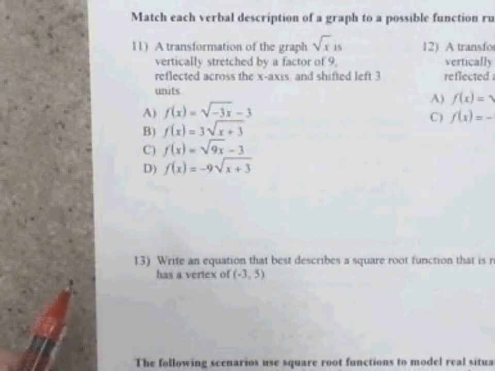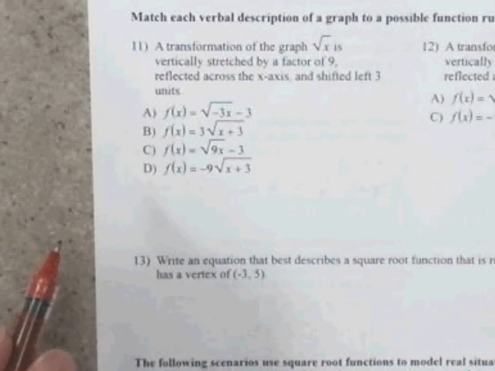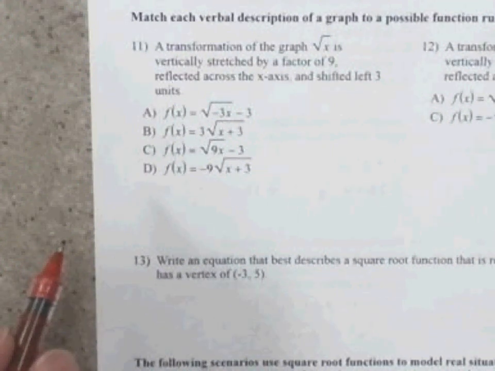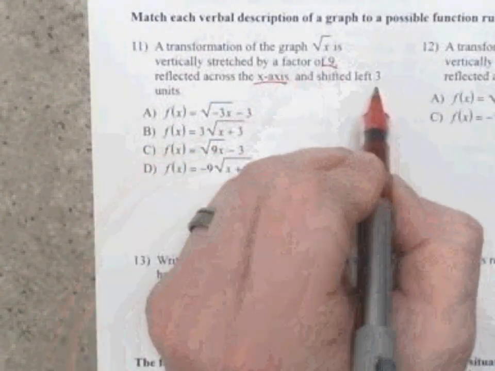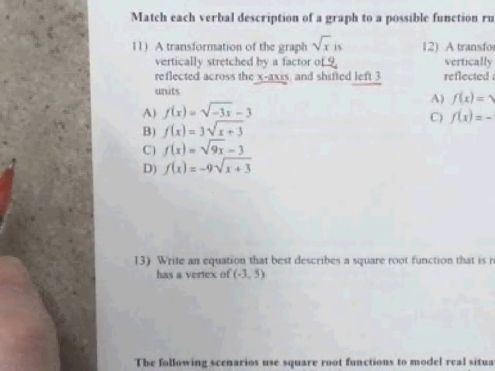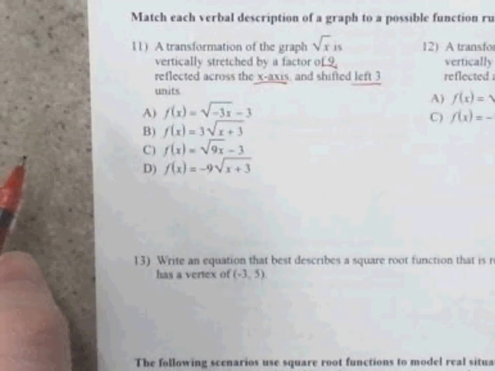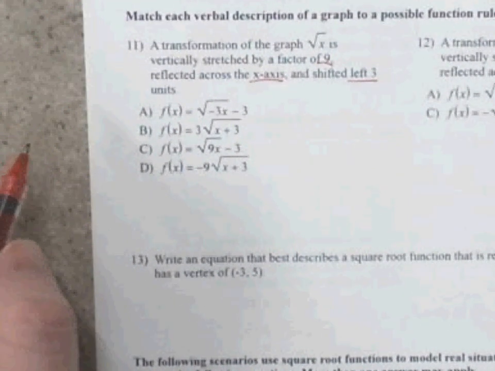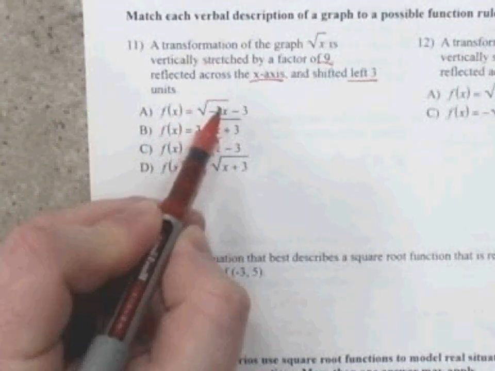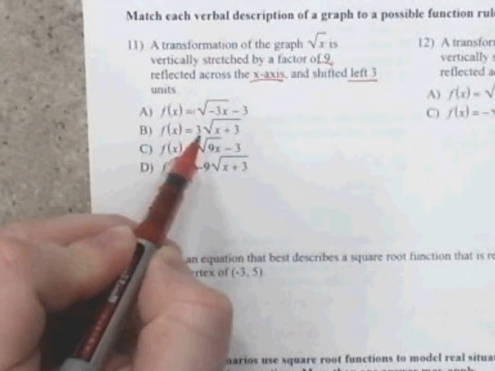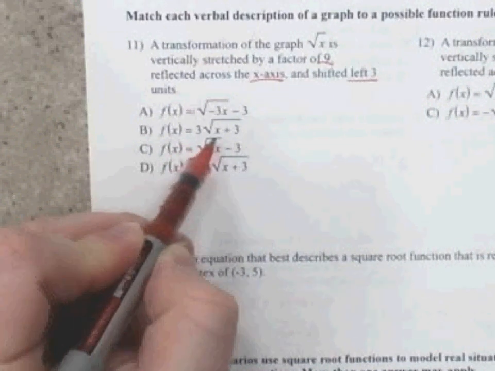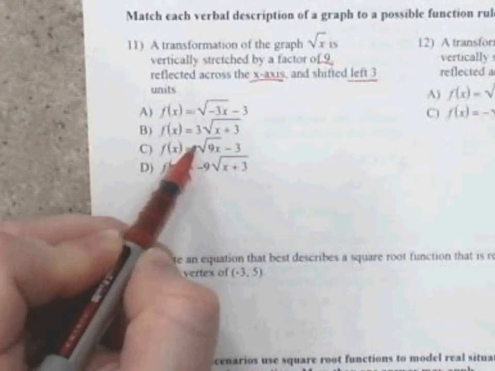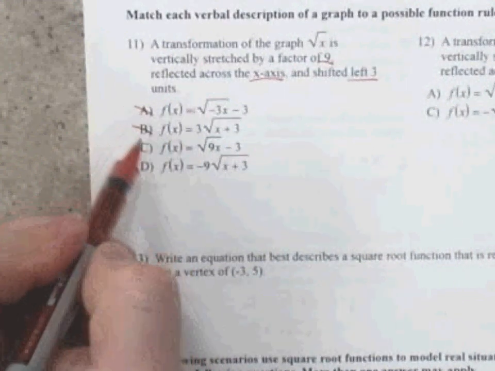Number 11, a transformation of the graph of the square root of x. Y equals the square root of x is vertically stretched by a factor of 9, reflected across the x-axis, and then shifted left 3 units. So that vertical stretch of 9, well, this isn't a vertical stretch of 9, that would be a 9 out here. This is a vertical stretch of 3. This is a stretch of the square root of 9, so the square root of 9 is 3, so it wouldn't be any of those.